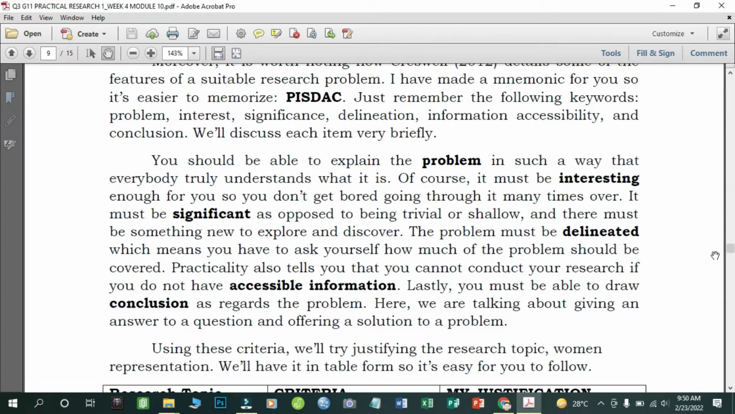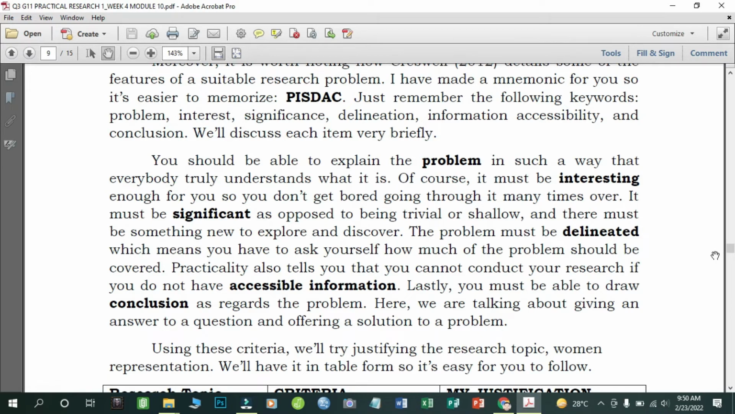Next, it must be significant as opposed to being trivial or shallow, and there must be something new to explore and discover. That is what I emphasize to my students, especially in doing research. Make sure your research is something new, not a title that is used over and over again, or something you just read on the internet and copied. Make something new so that you can contribute to society and especially to the body of knowledge.